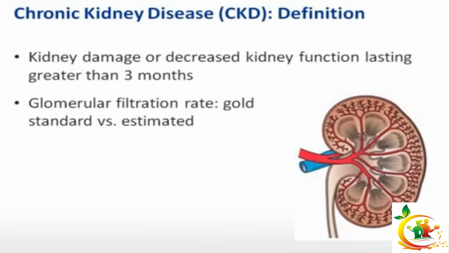Chronic kidney disease is defined as kidney damage or decreased kidney function lasting greater than 3 months. GFR is the usual measure of kidney function. It is estimated using one of several validated equations, most of which are based on serum creatinine measurements. One can also directly measure GFR using clearance of certain substances, such as iothalamate, though these measurements are generally confined to specific clinical or research settings.